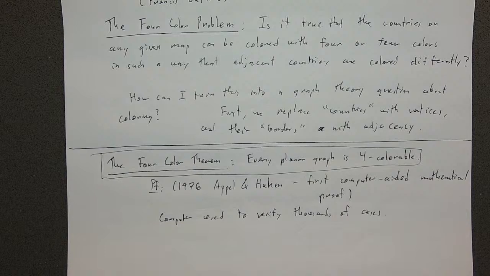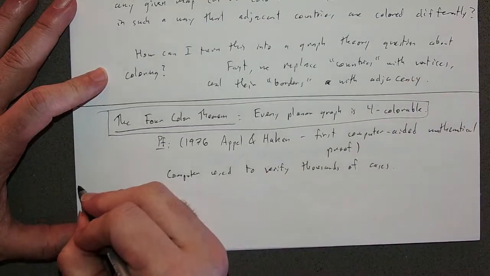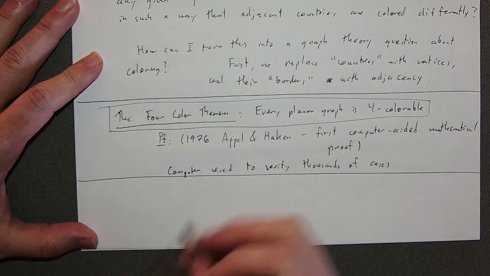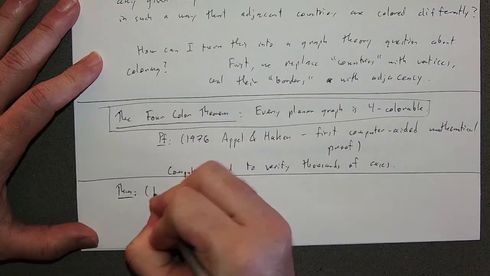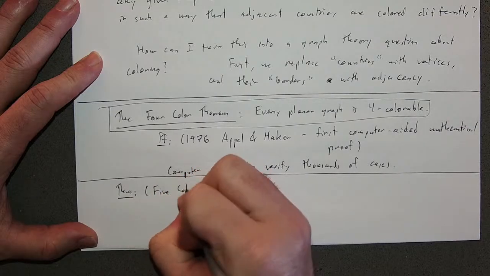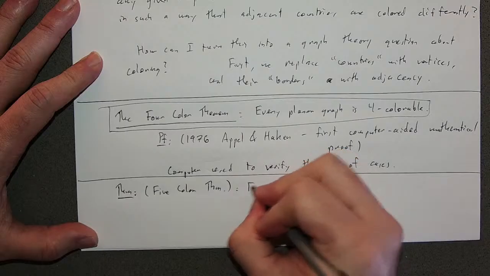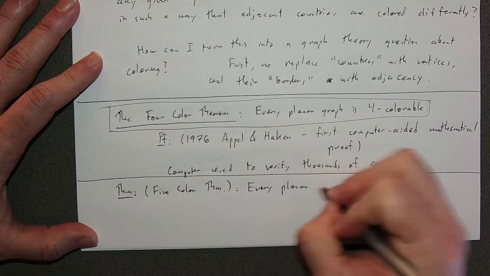Even upping it to 5 colors is substantially easier, to the point that we can actually prove it in the 5-color case, although I'm not going to go through that proof. I'm just going to state it. So here is another example. We could call it the 5-color theorem. Every planar graph is 5-colorable.